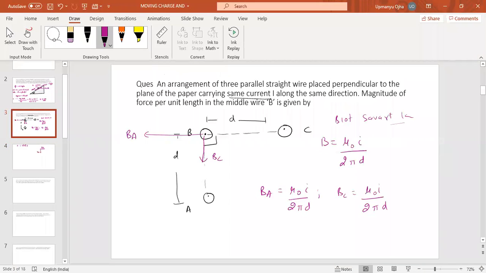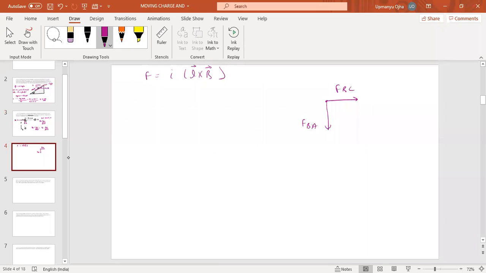Just look at the direction here. Current will be in the middle finger, force on the thumb, and on the index finger we have the magnetic field. So if you use Fleming's left hand rule, you'll get this direction. Now, what is the magnitude of force BC? The magnitude of force BC will be equal to current I into length, into B, the magnetic field due to C.